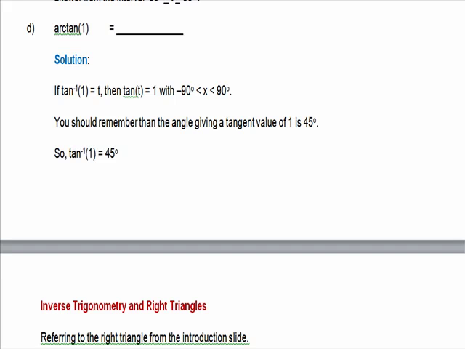And hopefully you remember that the angle that gives us a tangent value of 1 is 45 degrees. Remember, the sine and the cosine are both root 2 over 2, and when we divide them, it gives us 1. So the tangent of 45 is 1, so therefore the inverse tangent of 1 is 45 degrees.